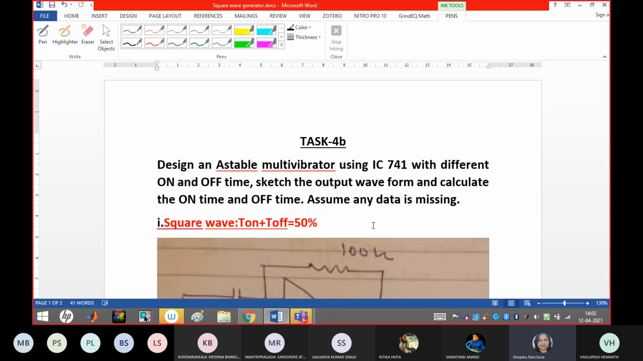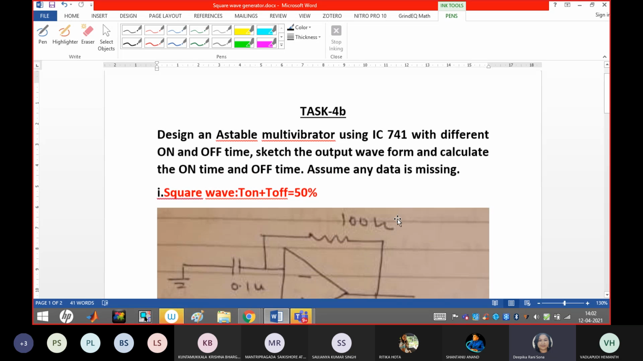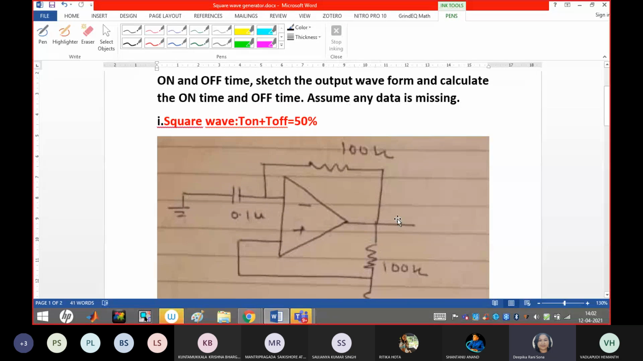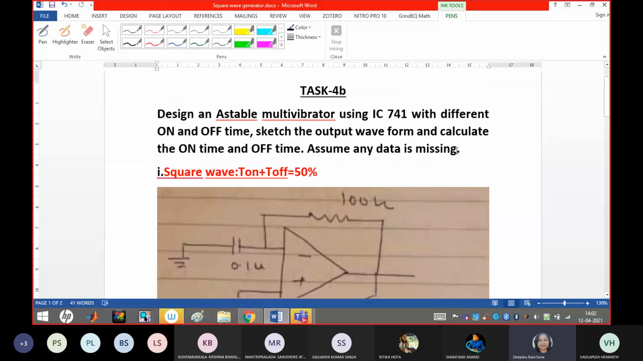So here is the question for you guys. Please have a note of it. Design an astable multivibrator using IC741 with different on and off time. Sketch the output waveform and calculate the on and off time. Assume any data if it is missing, but all the data are provided to you. So from the question itself, guys, with different on off time.